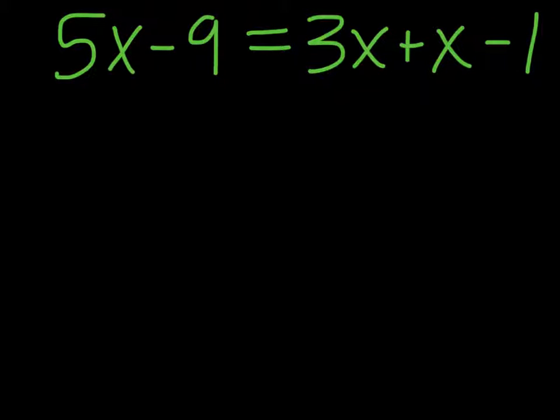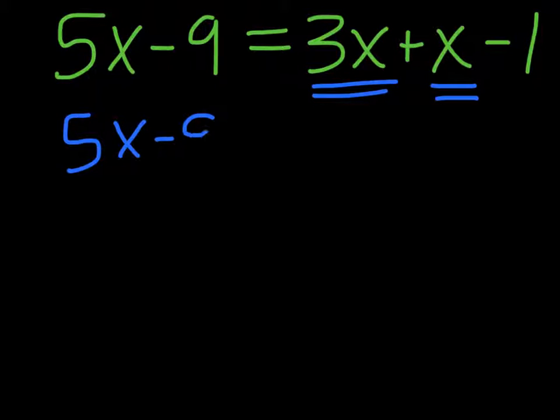of like terms. This first term, 3x, has an x. The second term is x, or 1x. It also has an x, so those 2 terms can be combined together. So that would be our first step, to combine those like terms, and we'll go ahead and rewrite the entire equation. So the 5x minus 9 stays the same. We'll keep the equals, and the 3x and the 1x can be added together because of the addition sign here, and 3x plus 1x is 4x.